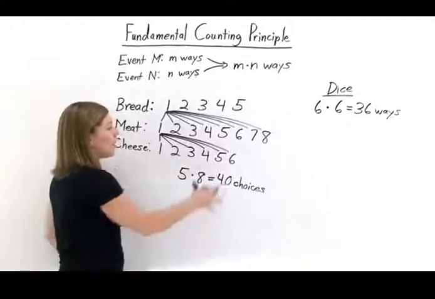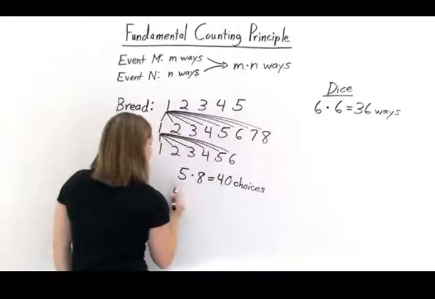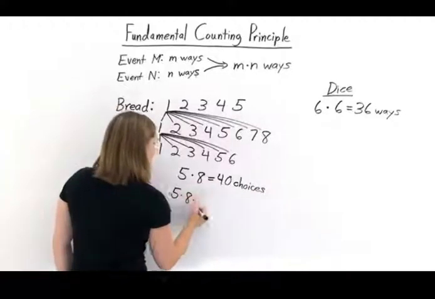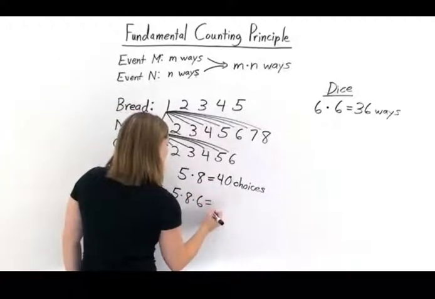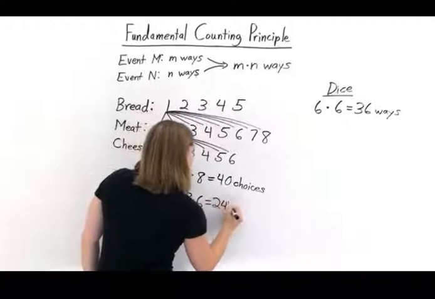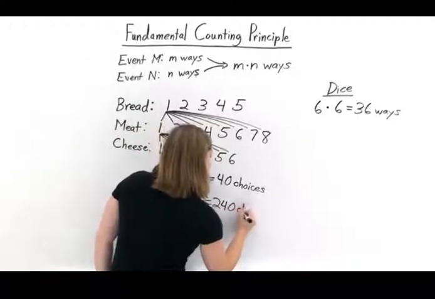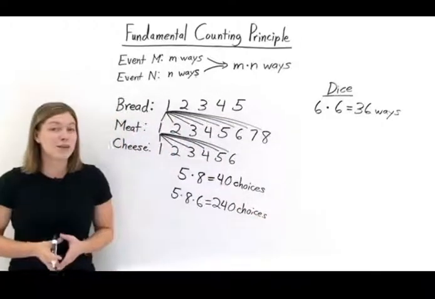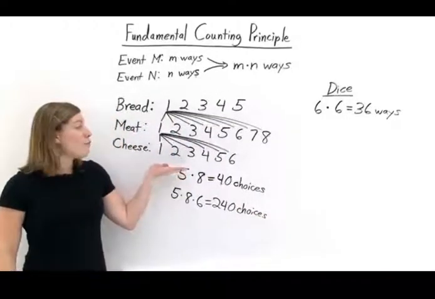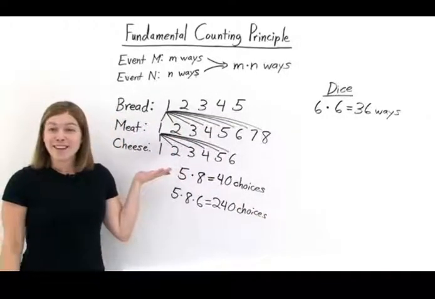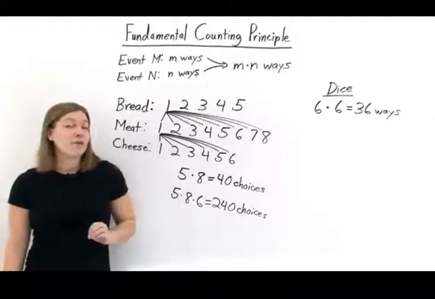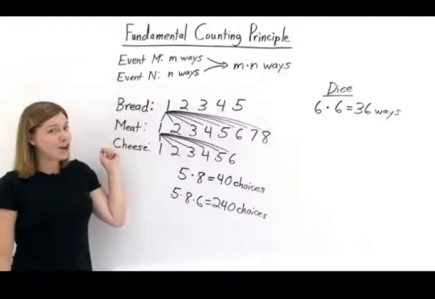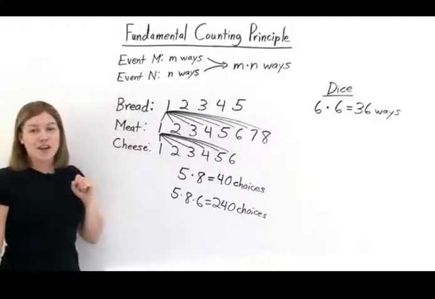So, in order to get all the different sandwich possibilities, we need to take 5 different types of bread times 8 different types of meat times 6 different types of cheese. We get 240. That means that there are a total of 240 different possible sandwich choices from what we have in our problem. Neat. Now notice, in our definition, we were only working with 2 events. And in our example, we were working with 3 events.